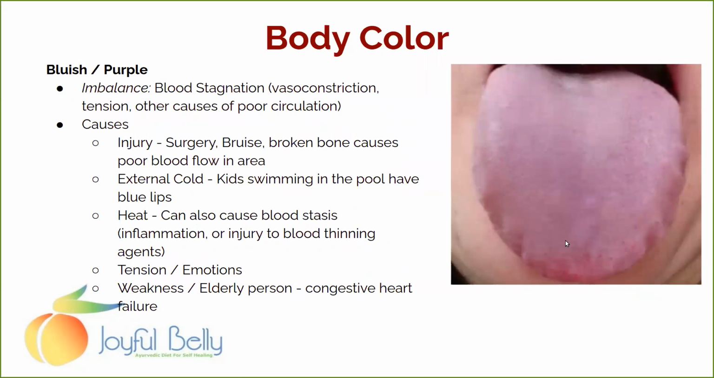When the tongue is bluish or purple, that points to more severe blood stagnation. You know how when kids go swimming in the pool and their lips turn blue because they're cold? Well, that's because the blood is stagnant because of the cold. And that's what the case is for this tongue too. The tongue is turning very kind of bluish or purplish, and it's a sign of poor blood flow and blood stagnation.